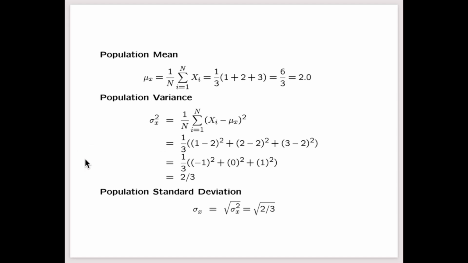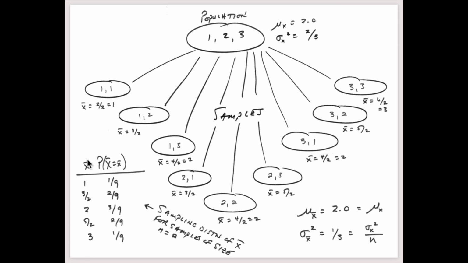Now, associated with each of those samples, we've got 2 observations. Those 2 sample values have a mean, so we would be calculating the sample mean. We could also calculate the sample variance and so forth. Here is a schematic of this process. We have our population up here containing the values 1, 2, and 3. The mean of this population is 2, as we found. The variance of this population is 2/3. Now, there are 9 possible samples that we can obtain in sampling with replacement from this population.